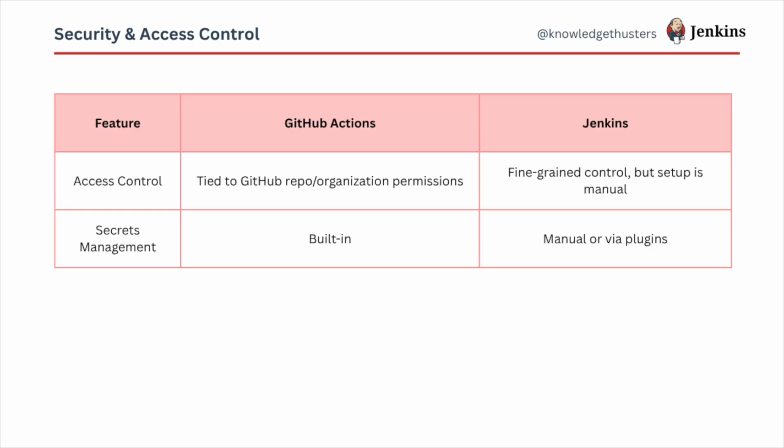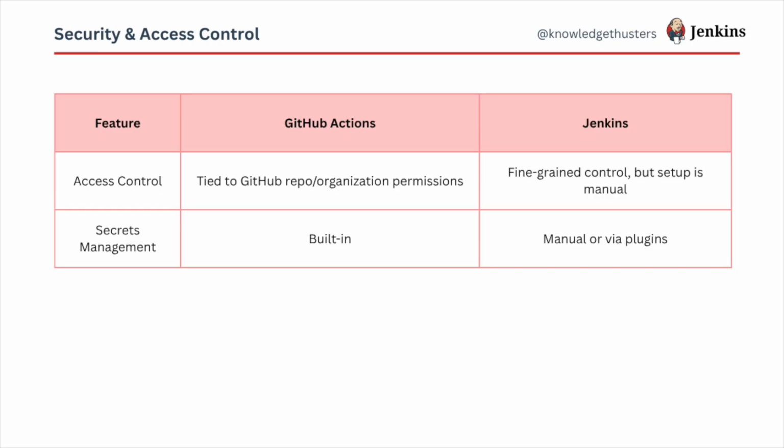It's matrix based security, where you can set permission per user and per job. In Jenkins a little bit of setup is required. So Actions is simpler and automatic, whereas Jenkins gives more flexibility but needs manual setup.